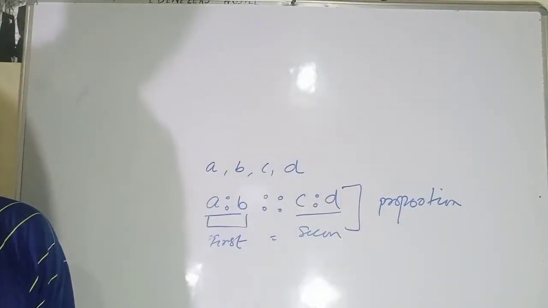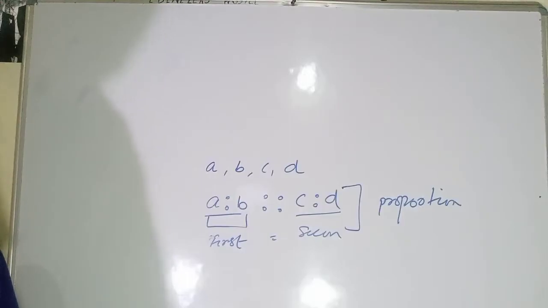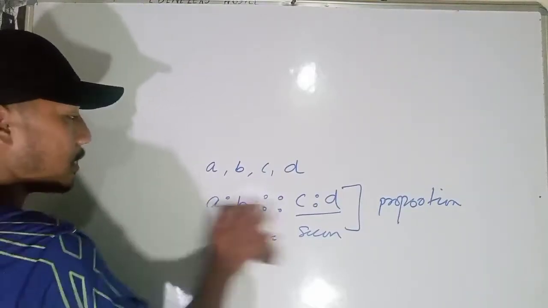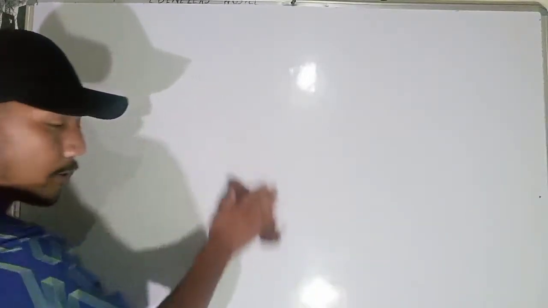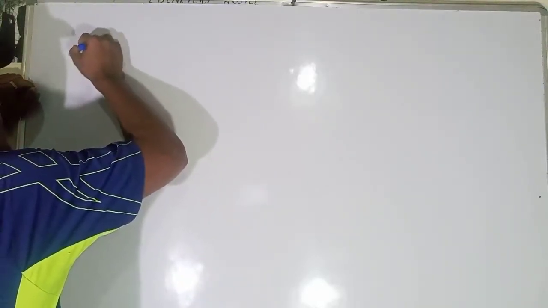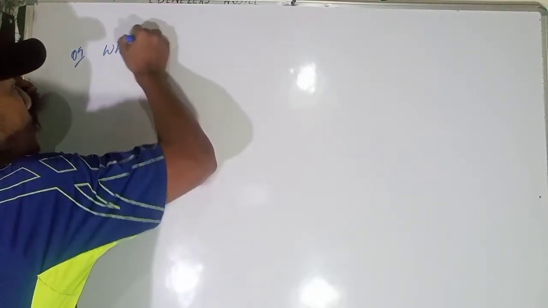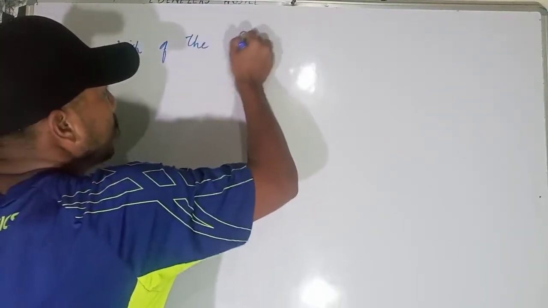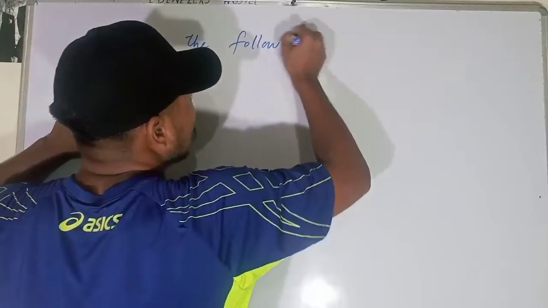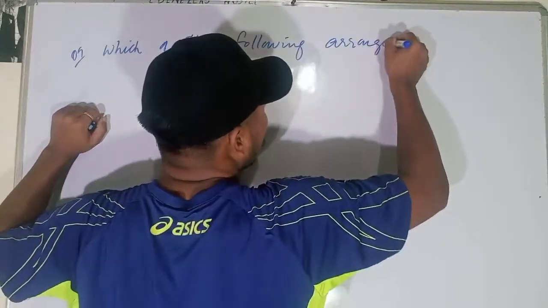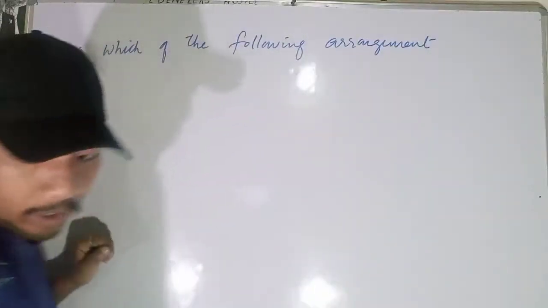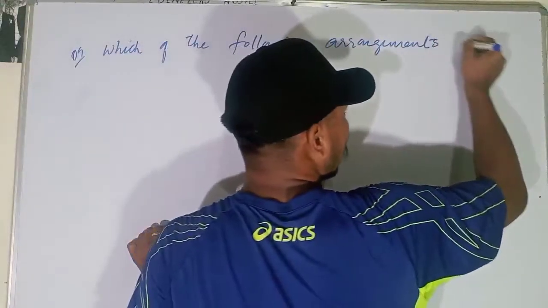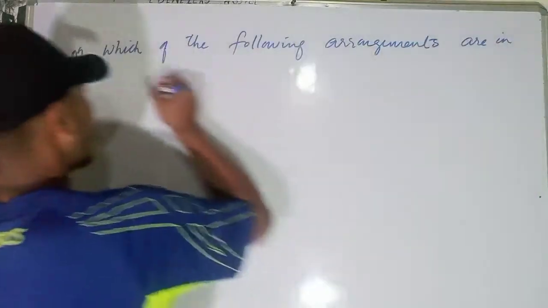So how can we check that they are in proportion? That is what we will discuss in the questions. So let's go to question number 9. Which of the following arrangements are in proportion?